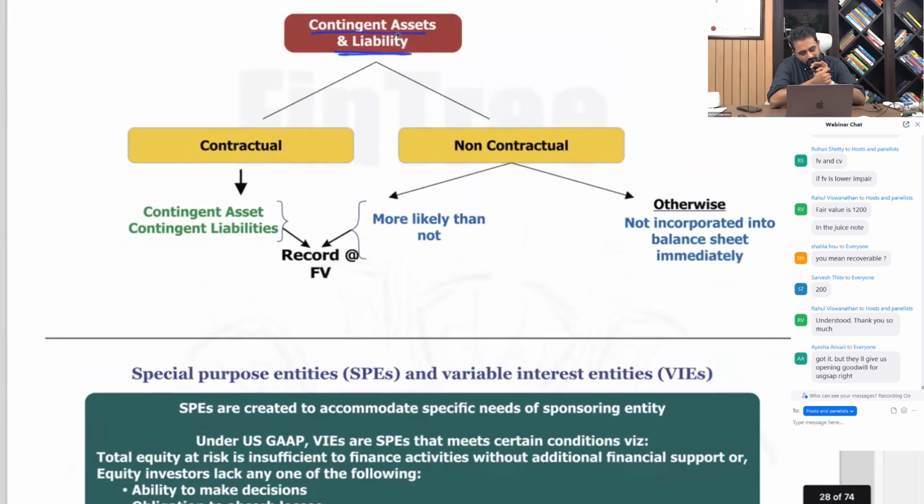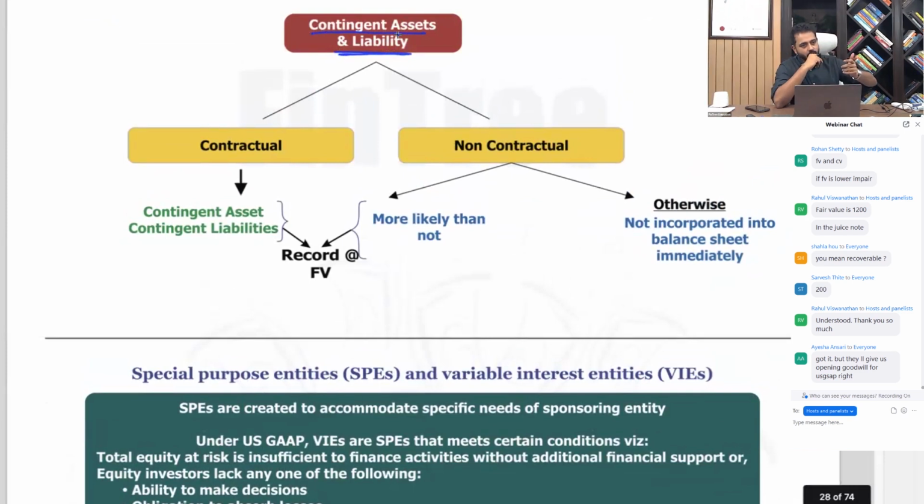Now, generally, you know the accounting rules about contingent liability. We don't show them on the balance sheet, but we show them in the footnotes. Contingent assets, we don't show them anywhere. Only when recovery is confirmed, then I record. But let's say I'm doing an acquisition transaction. Subsidiary had some contingent liability, some contingent assets. Should I record them in my books at the time of acquisition?